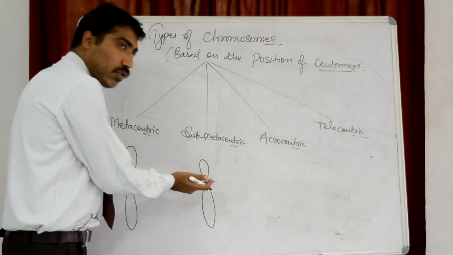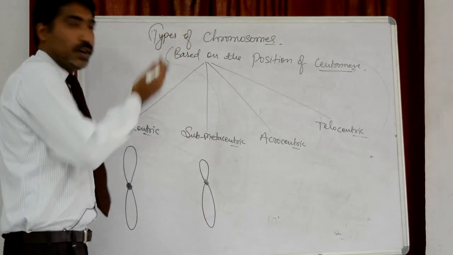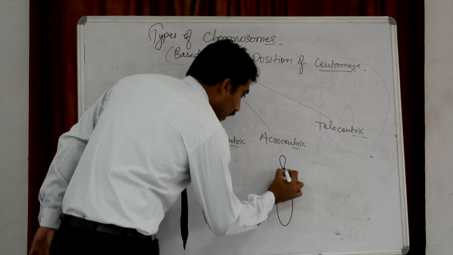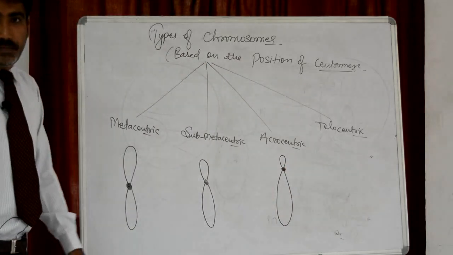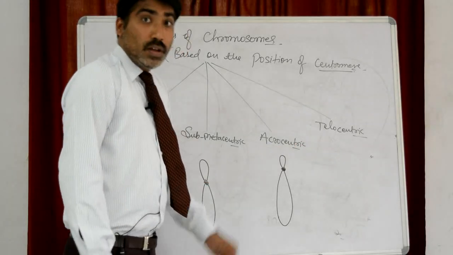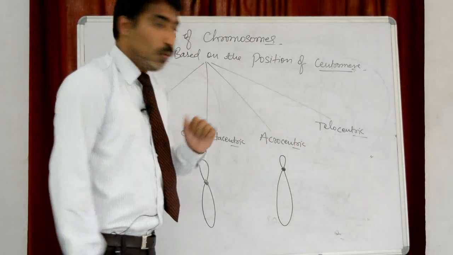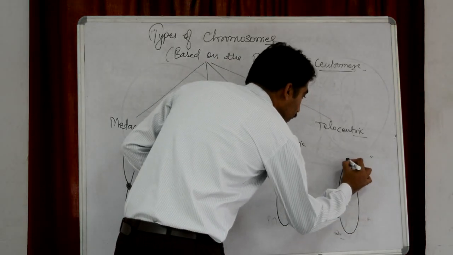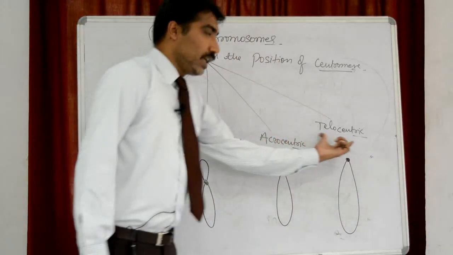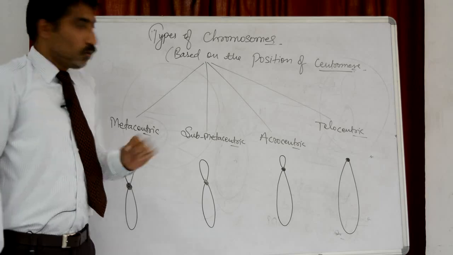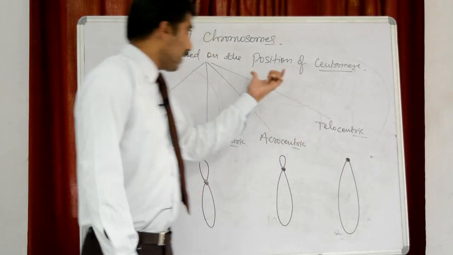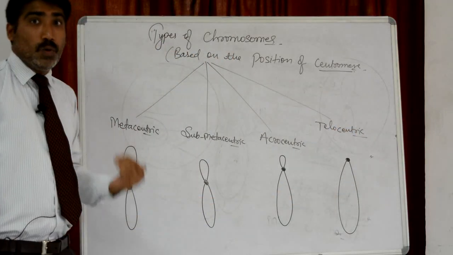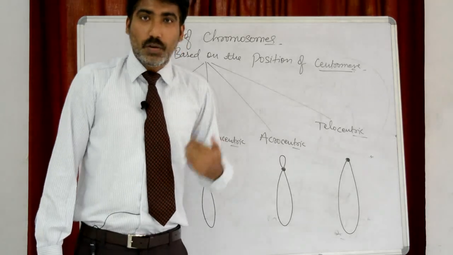In acrocentric chromosome, the centromere shifts further, so the upper arm remains very short while the lower arm becomes longer than the upper arm. In telocentric chromosome, the centromere shifts to the top, so one arm disappears and only the lower, longer arm remains. So this is called the telocentric type of chromosome. These are the four main types of chromosomes based on the position of the centromere, and apart from these four types, we have one special type of chromosome more. We are going to discuss it soon.